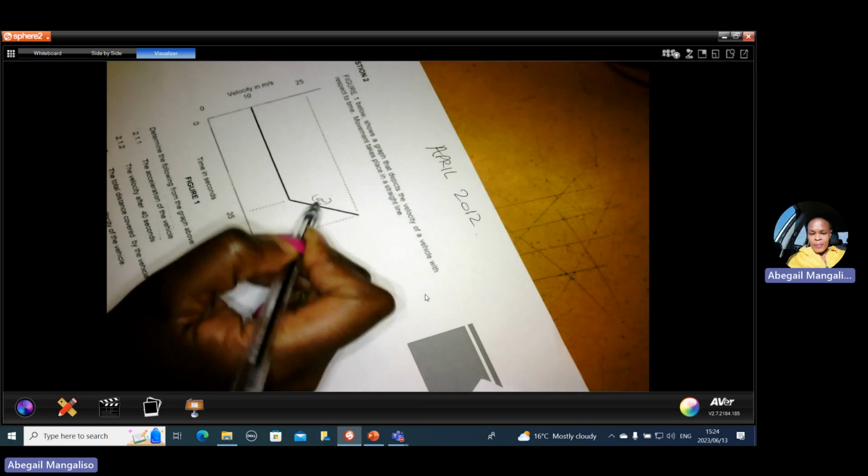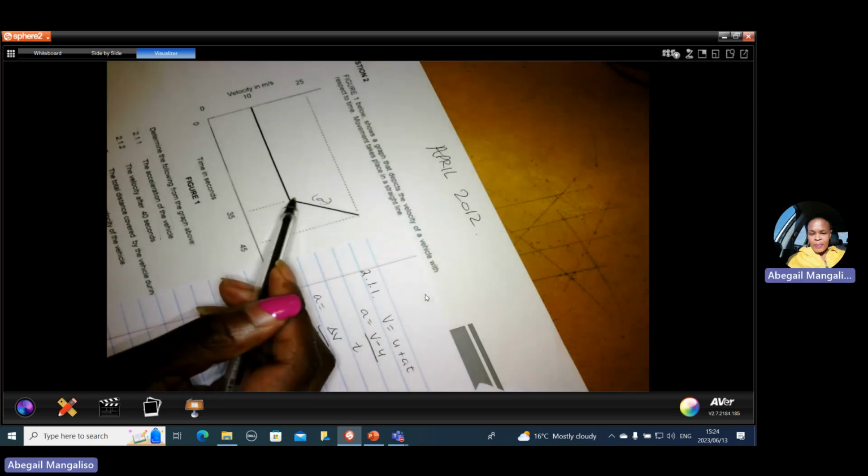Now to answer the question, it says calculate the acceleration of the vehicle. It is accelerating. The slope of a velocity-time graph represents the acceleration. So it's accelerating there at that point. So question 2.1.1. From the formula V equals U plus AT, when you make A the subject, A will be equal to V minus U divided by T. This is from the definition of acceleration, that A equals the change in V divided by the change in time, the rate of change of velocity.